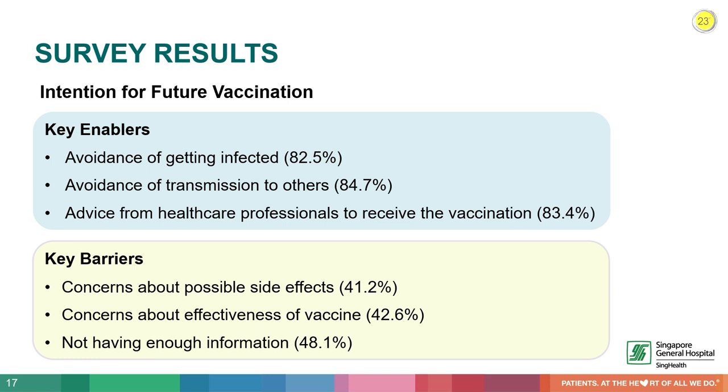We also asked them about their intention for future vaccinations. The key enablers are mainly to avoid getting infected, avoid transmitting to others, and receiving advice from healthcare professionals. But the key barriers are that they are really concerned about possible side effects and the effectiveness. Also, about 48% felt that they don't have enough information about the vaccinations.